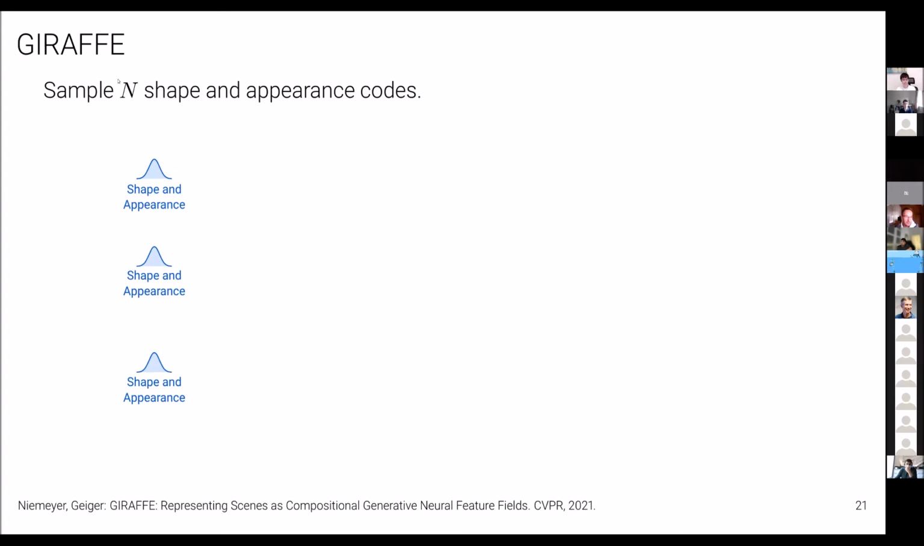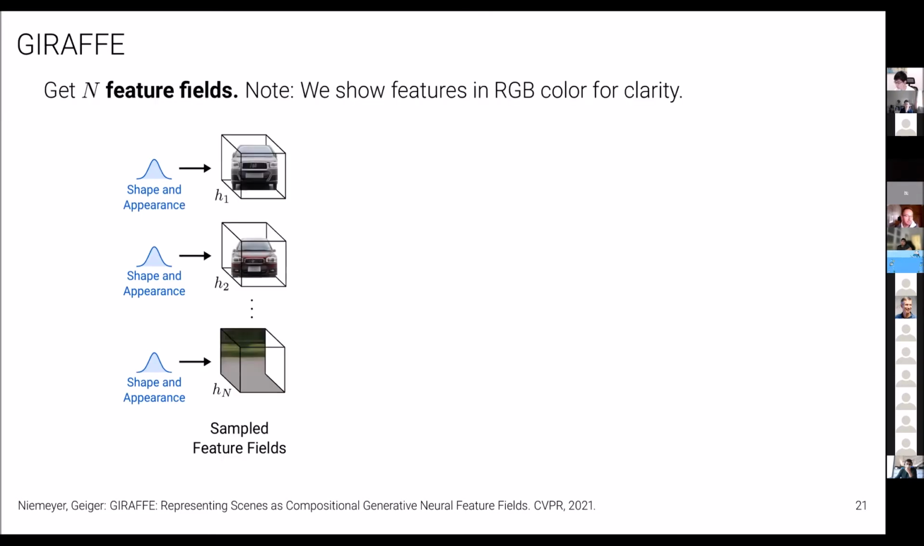The first thing we do is we sample n shape and appearance codes, where n means the number of objects in the scene and the background. So n is the number of objects plus the background. And also we sample this randomly, so depending on how many objects we expect, but over a random set.